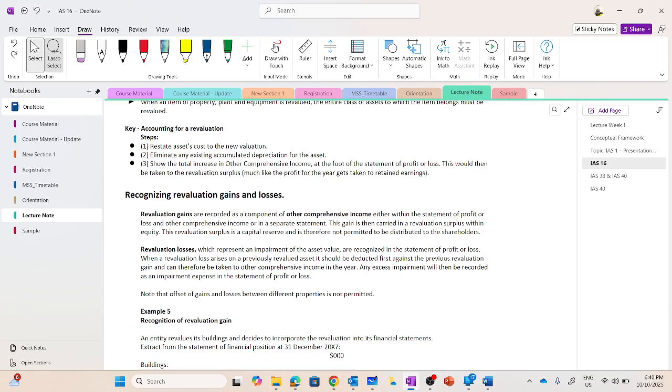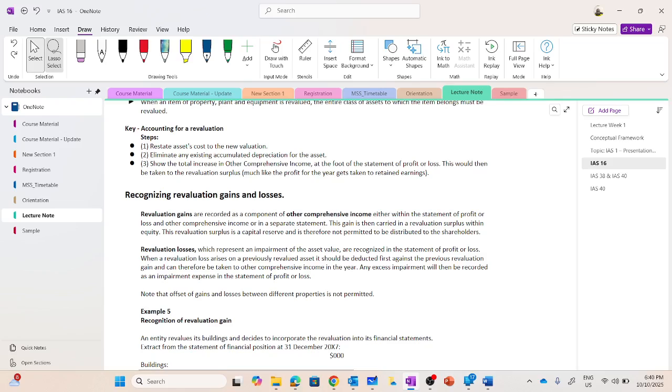So we are going to show it as other comprehensive income, and we are going to credit the revaluation surplus under the statement of changes in equity. This revaluation surplus is a capital reserve, and it is therefore not permitted to be distributed to the shareholders. That's why we are going to show it as a revaluation surplus under the statement of changes in equity, because it is not permissible to be distributed to shareholders.